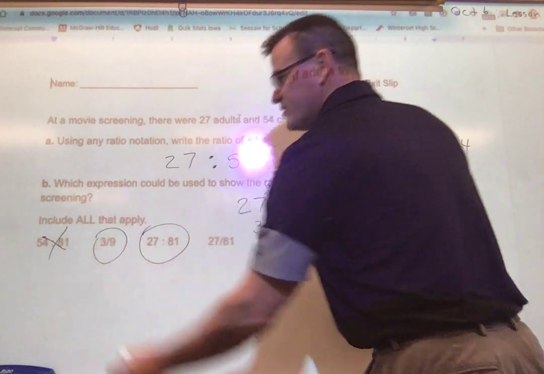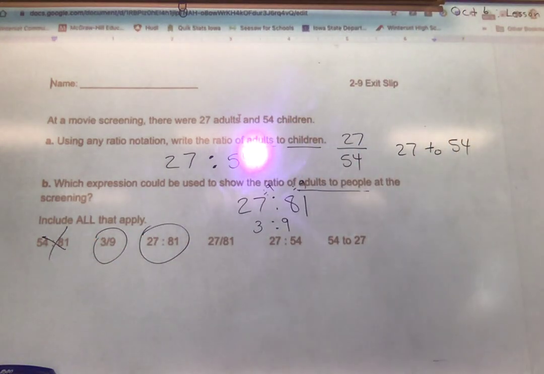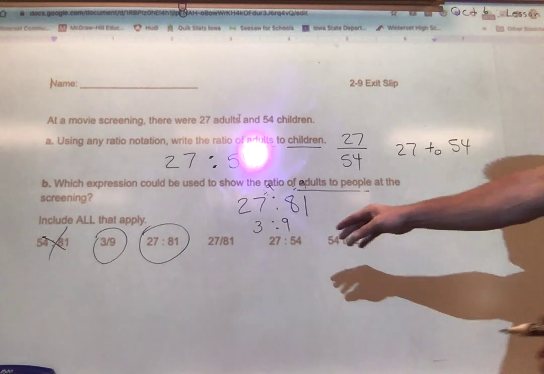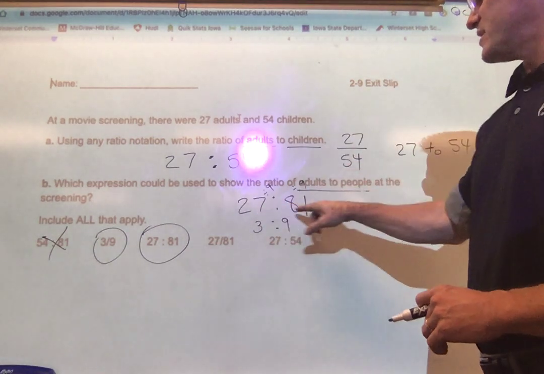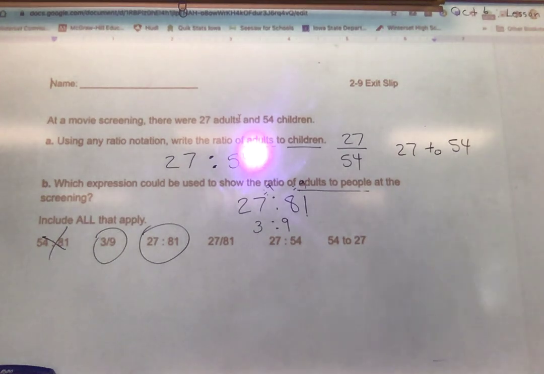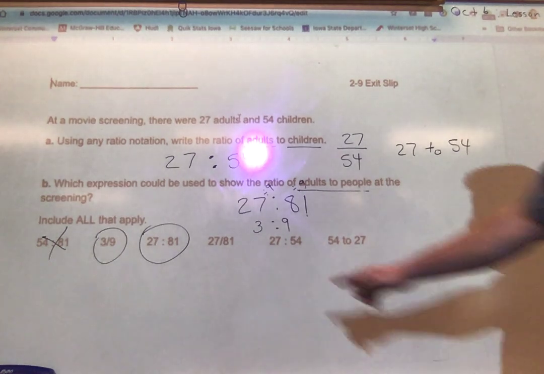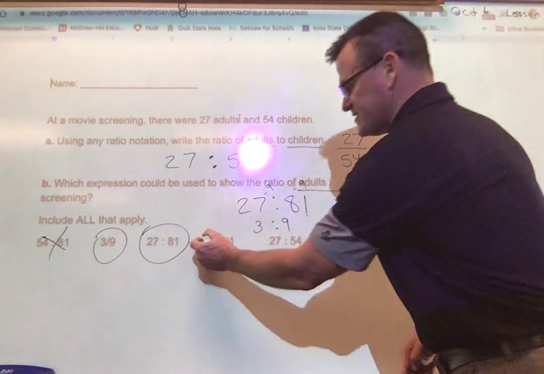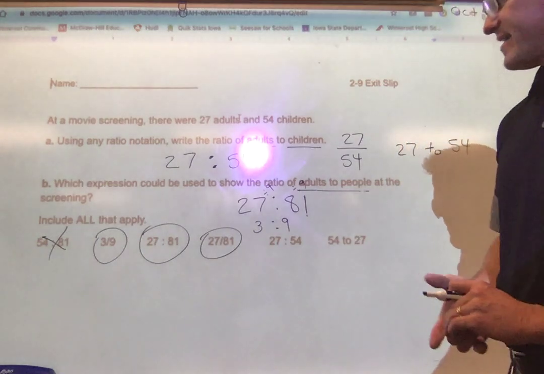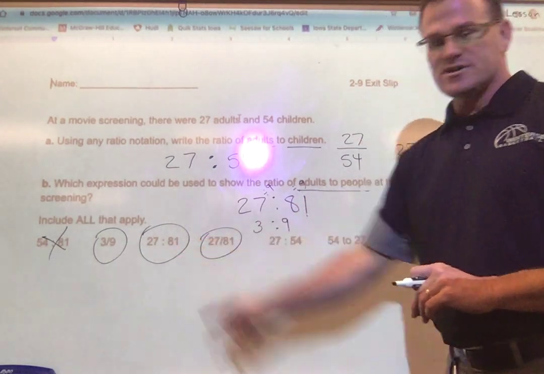And again, it's kind of written with the fraction bar there, and we can write it like that, but that's a 3 to 9 ratio. Okay, so if I do 3 to 9 times 9, that same rate, it would end up 27 to 81. So it's the same ratio. And then the next one here, 27 to 81, well, that's just like this one, except it's in the fraction form, and we know we can write it that way as well. So both of these are saying the same thing.